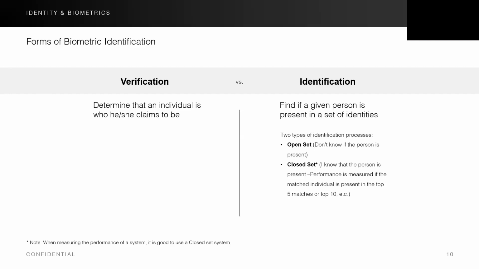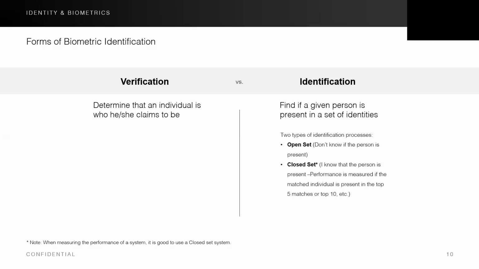However, when we talk about identification, identification is a process where we find whether a given person is present within a set of identities. Typically, there are two types of sets that we consider when we talk about identification processes. One is the open set, the other is called closed set.